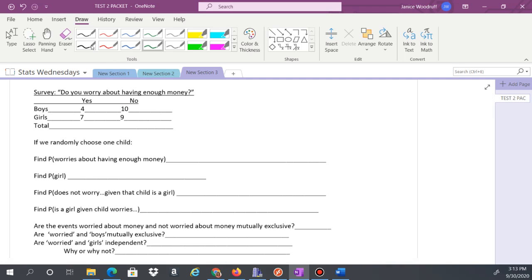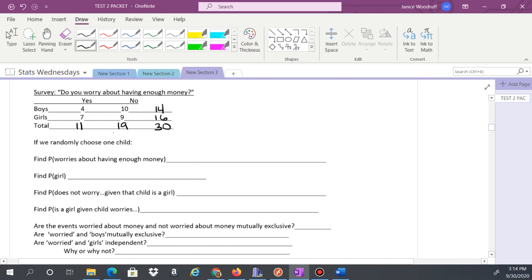What you're going to want to do is complete the two-way table by adding down and across. So 4 plus 7 would give me 11. 10 plus 9 would give me 19. And then across, 4 plus 10 would give me 14. 7 plus 9 would give me 16. If you add the bottom row and the last column, you should get 30 both ways. What that tells me is I surveyed a total of 30 people. Out of that 30 people, I had 14 boys and 16 girls. And out of my total survey, I had 11 yeses and 19 no's. Then I broke them down boy and girl into the table.